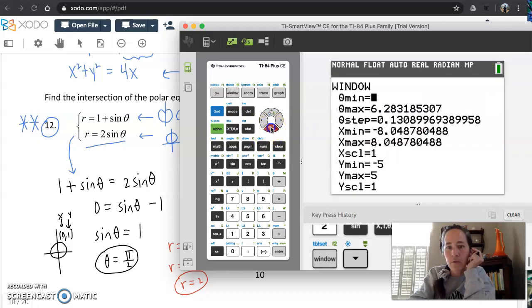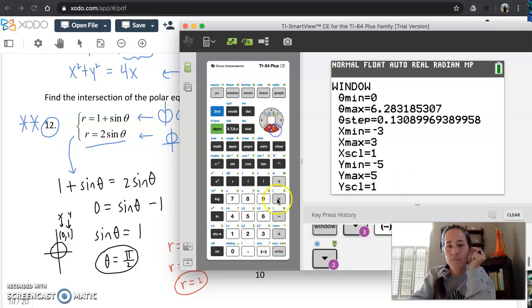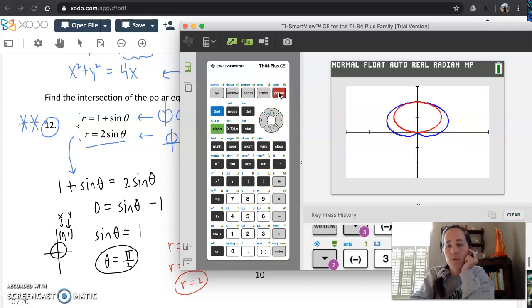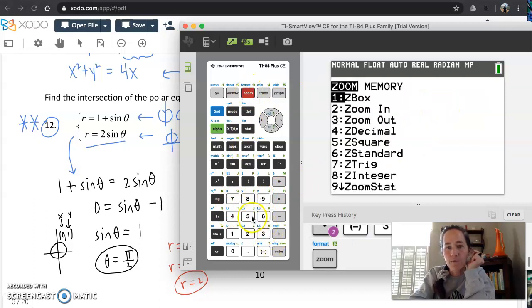I'll go to window and notice that I really don't need negative 8 to 8. So let me go negative 3 to 3 for the x's, and we'll do the same thing for the y's, negative 3 to 3. And if we want this to look more symmetric, we can follow it up with a zoom square. See how it looks a little bit squashed? So I'll follow that up with zoom 5.